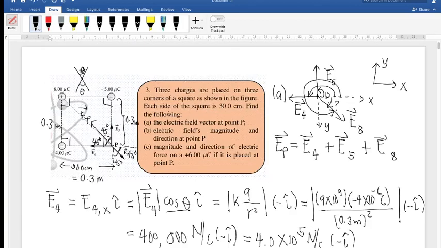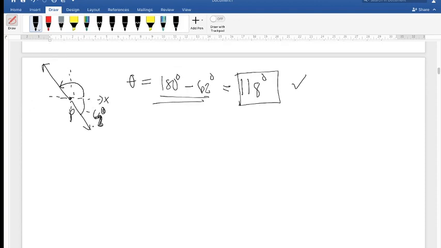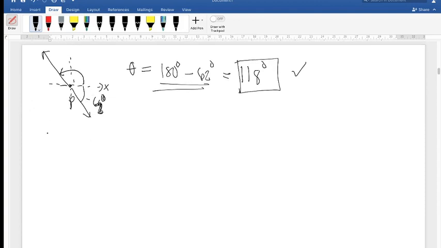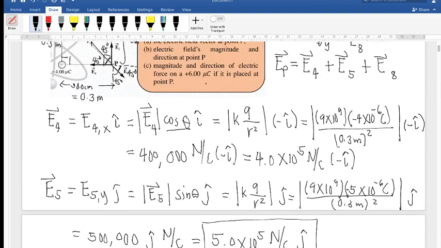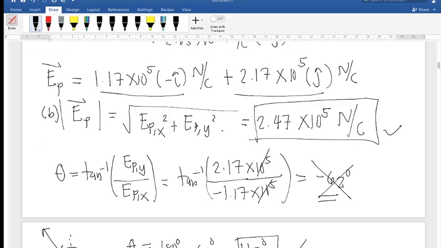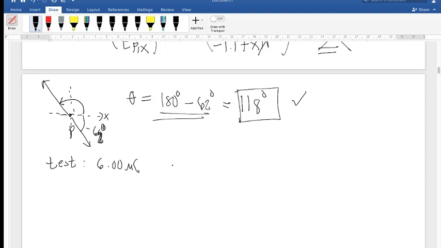So the next, letter C, is we have to find the magnitude and direction of the electric force on a positive 6 microcoulomb charge if it is placed at point P. Just like what I said, field point P is usually where the test charges are located. So our test charge is the 6 microcoulomb. That is your test charge, because this is the probe of our electric force. It is the one that will experience the electric force from the 3 charges.